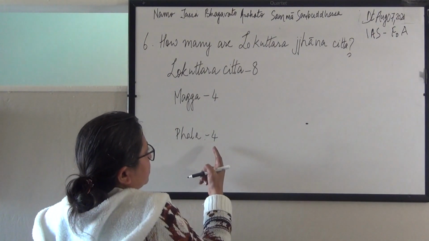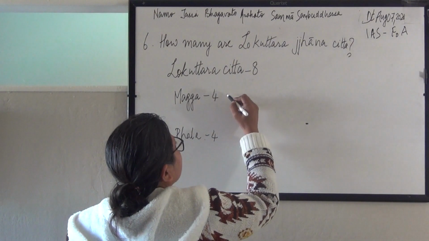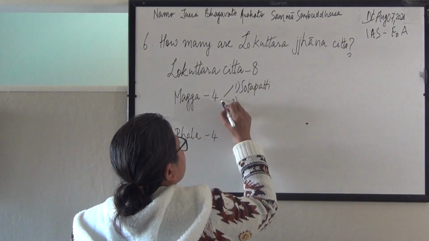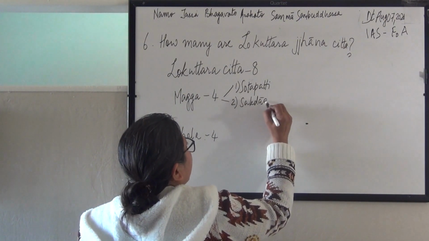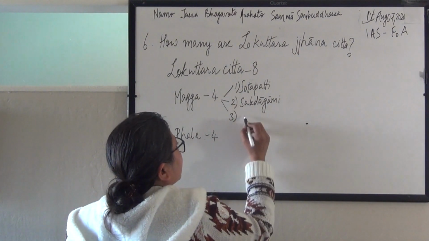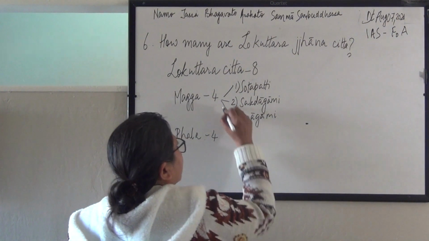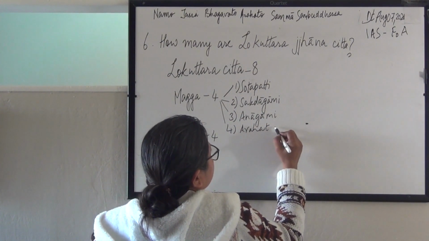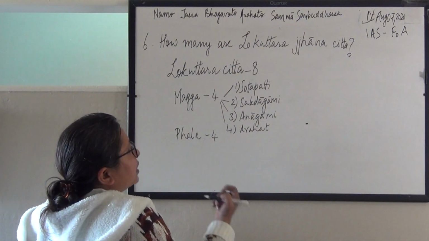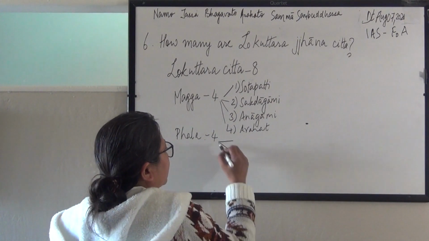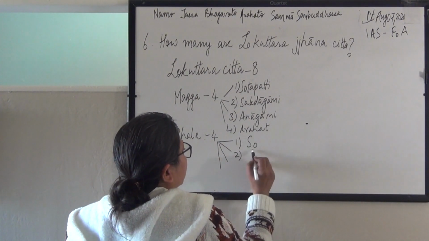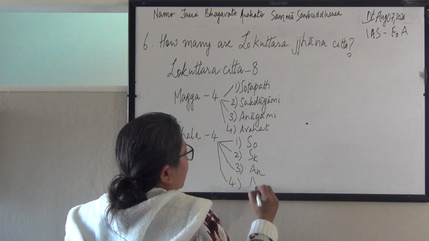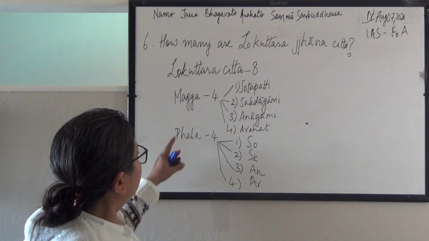Which are these? Each of them: Sotapatti, Sakadagami, Anagami and Arahata chitta. So these are the 4 chitta of Magga. Similarly, the 4 chitta of Phala are the same: Sotapatti, Sakadagami, Anagami and Arahat. So these are the 4 of Phala chitta.